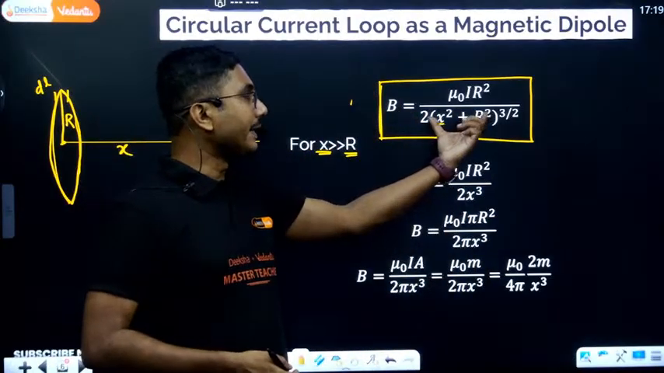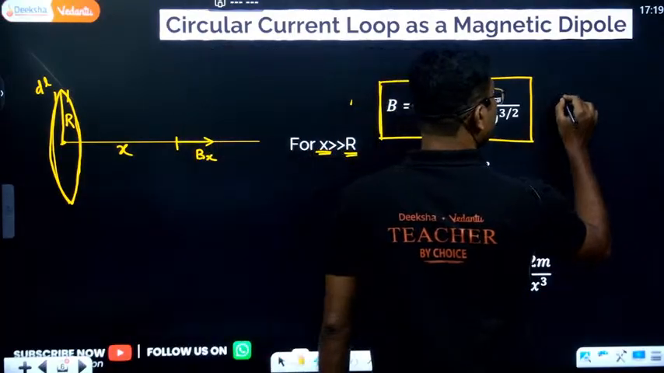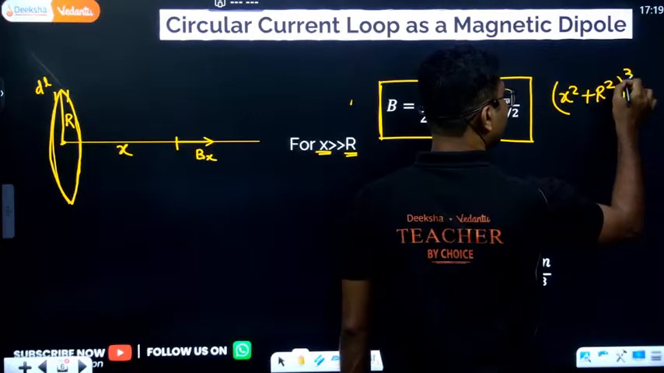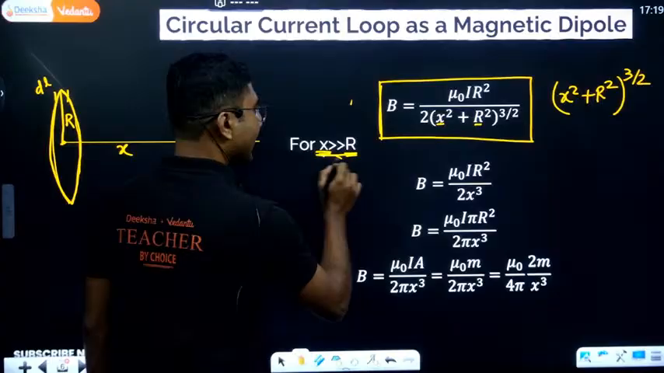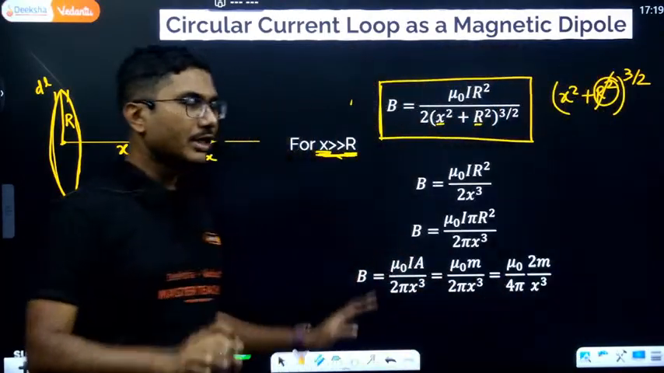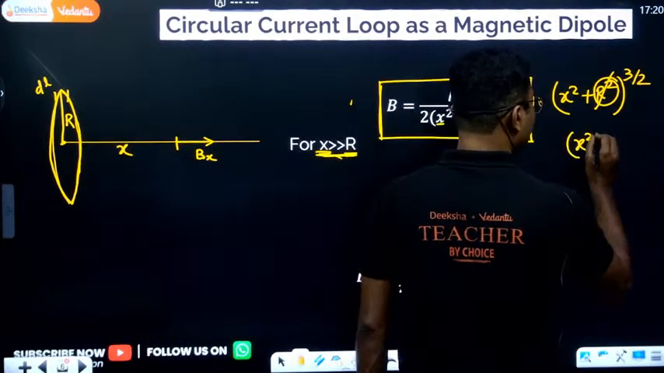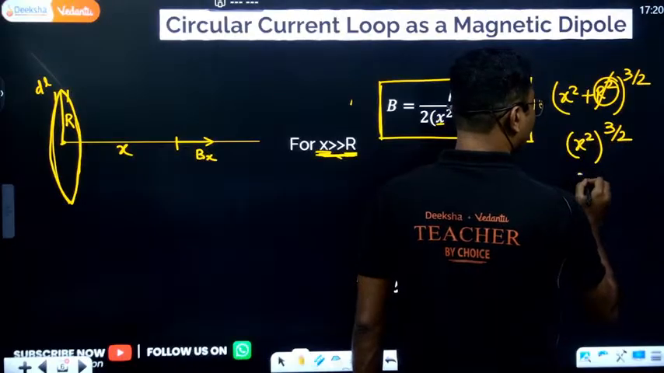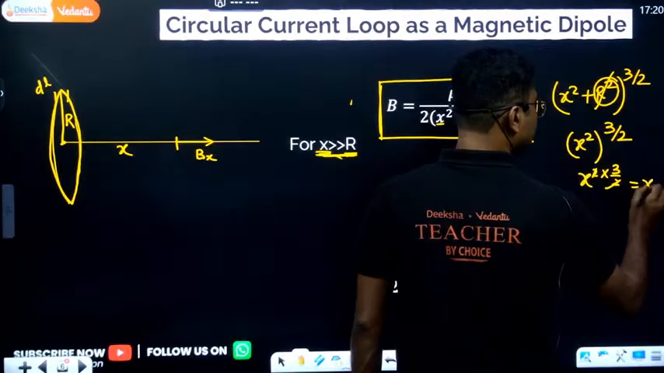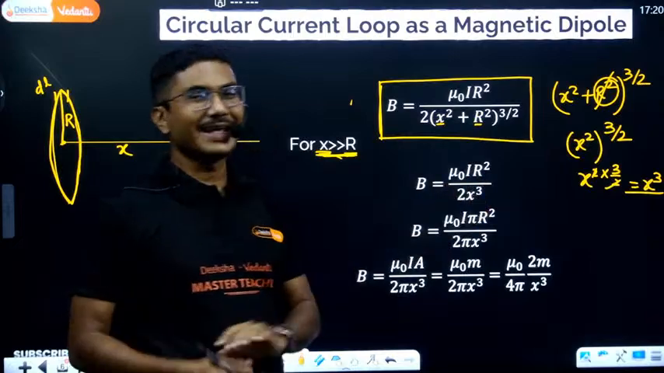Now, sir, why does this complicated expression become so simple, x cube? Let me explain that as well. We have x square plus r square to the power 3 by 2. Because this condition is satisfied, we will ignore the r square term completely, putting 0 in its place. So we are left with x square to the power 3 by 2, which is x square into 3 by 2. So 2 cancels and we get x cube. This complicated looking expression becomes x cube only.